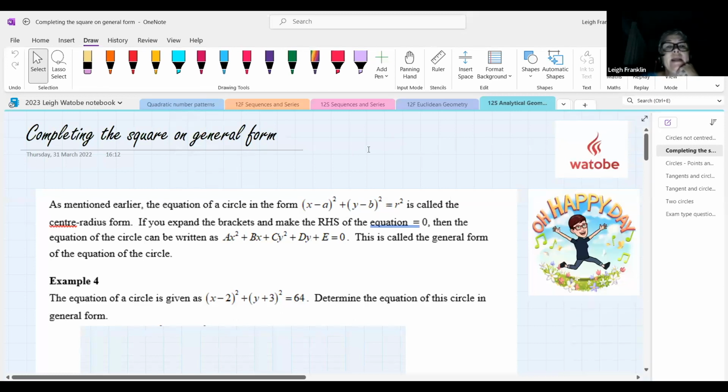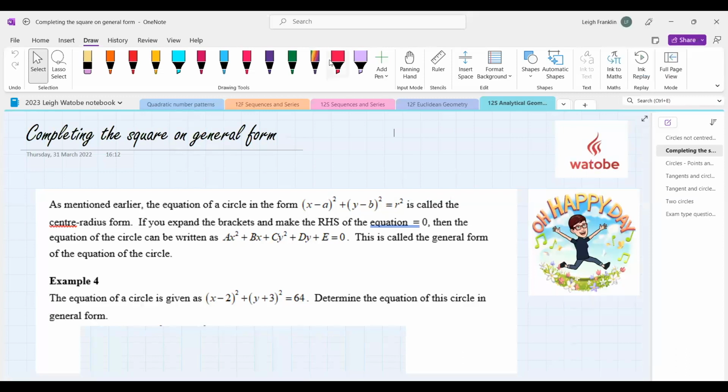Okay, so getting into the work that we need to do this evening, when we started this course last week, we spoke about circles and circles not centered at the origin. All right, so we are continuing to discuss circles not centered at the origin. Tonight, what I'm going to teach you or show you is how to use the method of completing the square to write the equation of a circle from general form to center radius form.